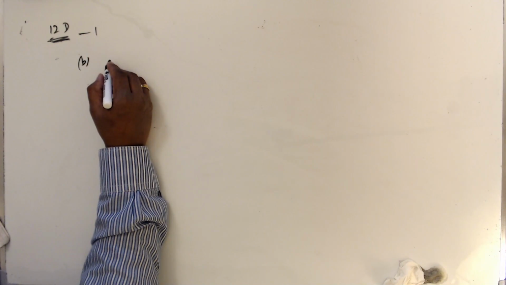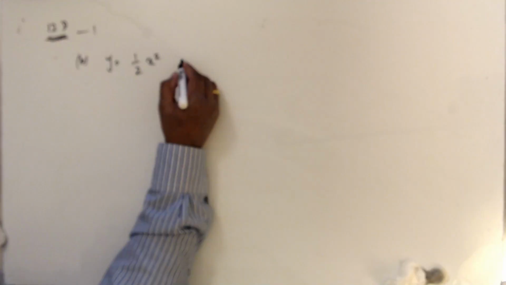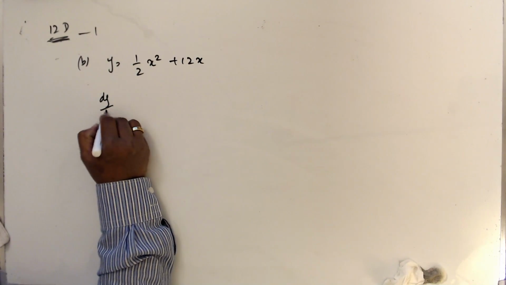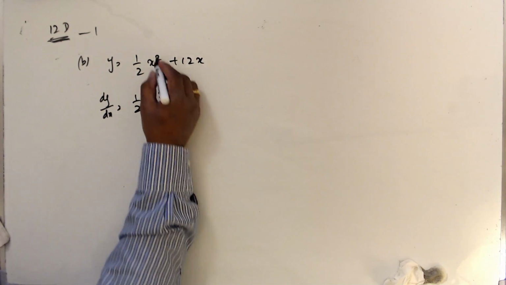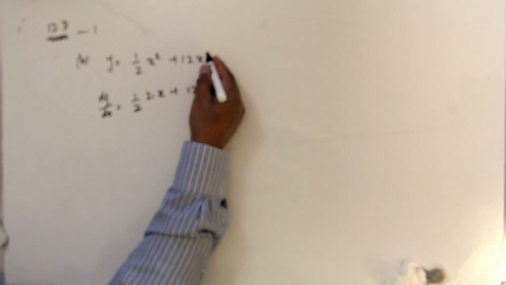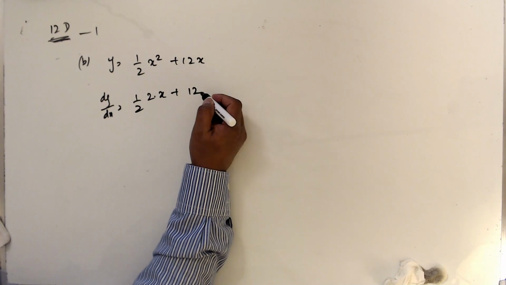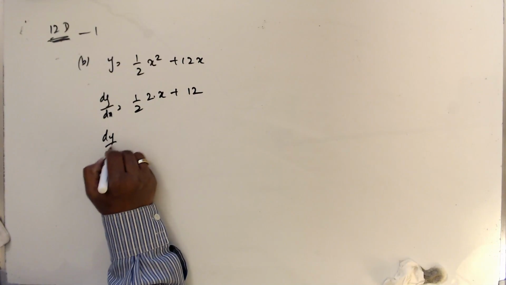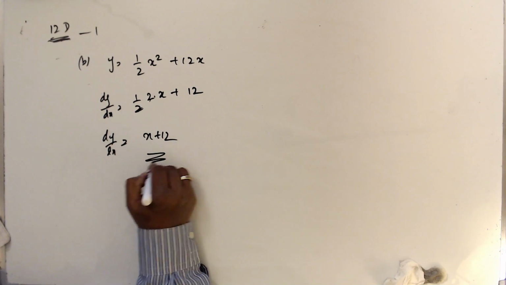Part B, y equals half x squared plus 12x. Then dy over dx is half times 2 times x to the 2 minus 1, which is 1, and this is 12 times x. Differentiation becomes 1. When you differentiate x, it becomes 1. So the final answer is dy by dx is, the 2 cancels out, x plus 12.